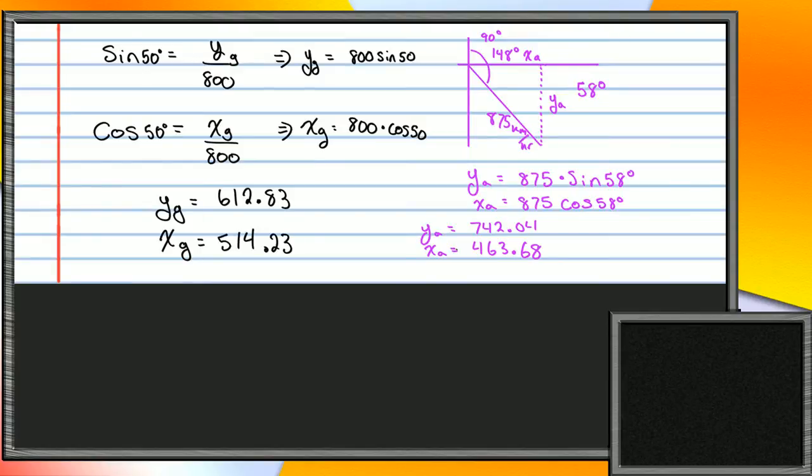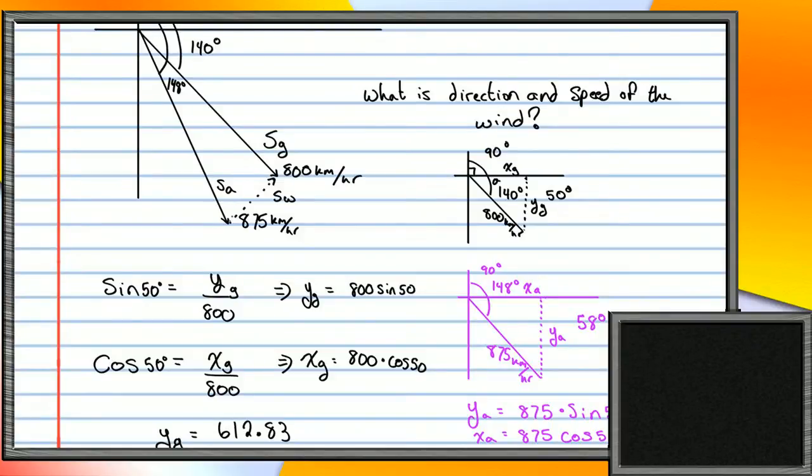Okay, awesome. So what we have here is our components, right? These are the components of our ground speed and our airspeed. Now, if they were the same, that means there'd be no wind, right? But they're not. So there's that difference. Even in our picture, there's this dashed line here. This is our difference. So we need to find out what the components are of this dashed line.